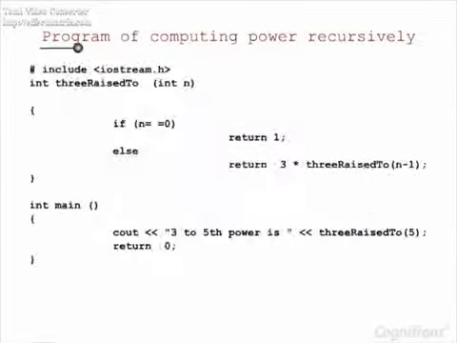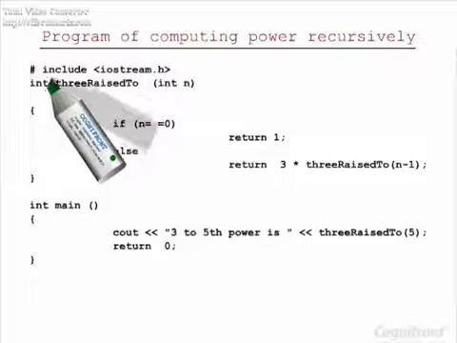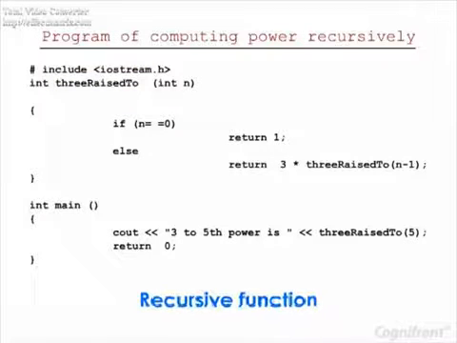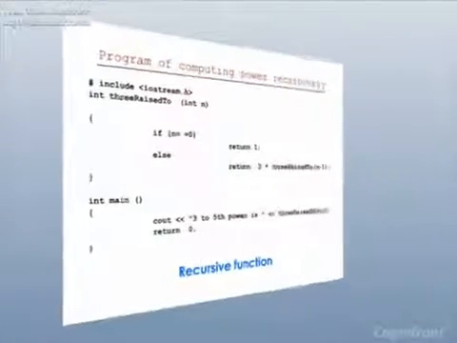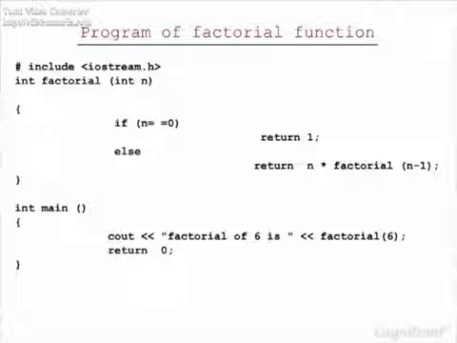Observe the program of computing power recursively. In this code, the power function is a function that calls itself. This is known as a recursive function. Now let's see how to find the factorial of a number using a recursive function. Observe the factorial function.